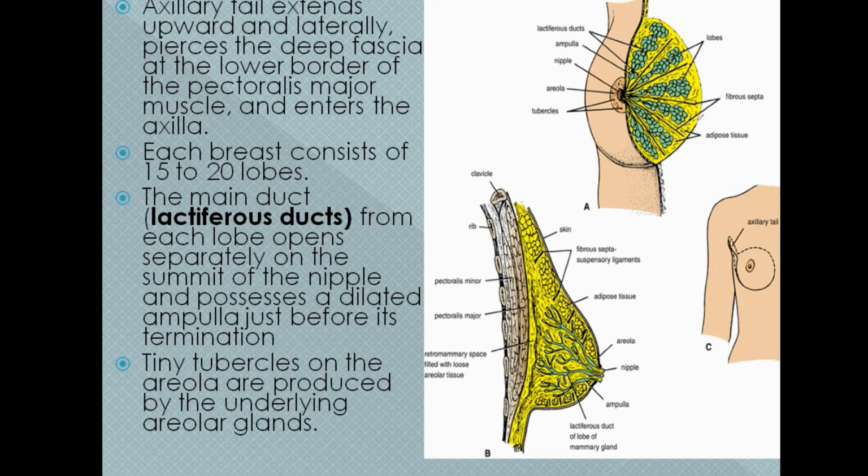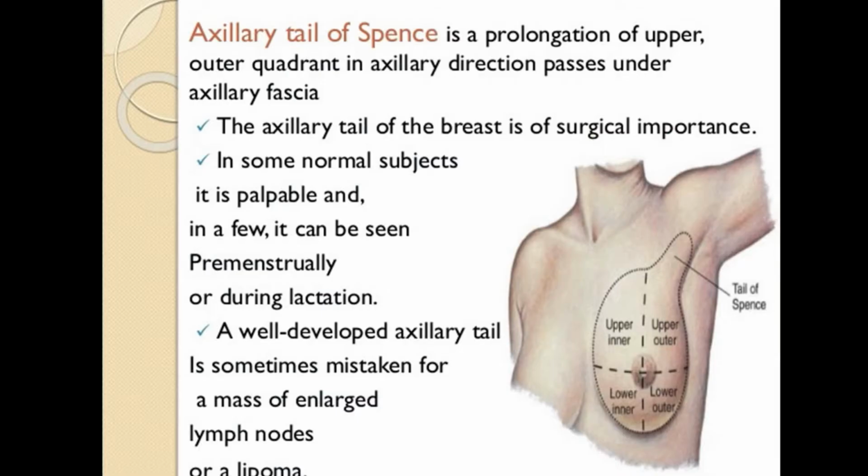Around the skin of the areola we have a tubercular appearance, and that is called the Montgomery tubercle. They are a type of sweat gland.